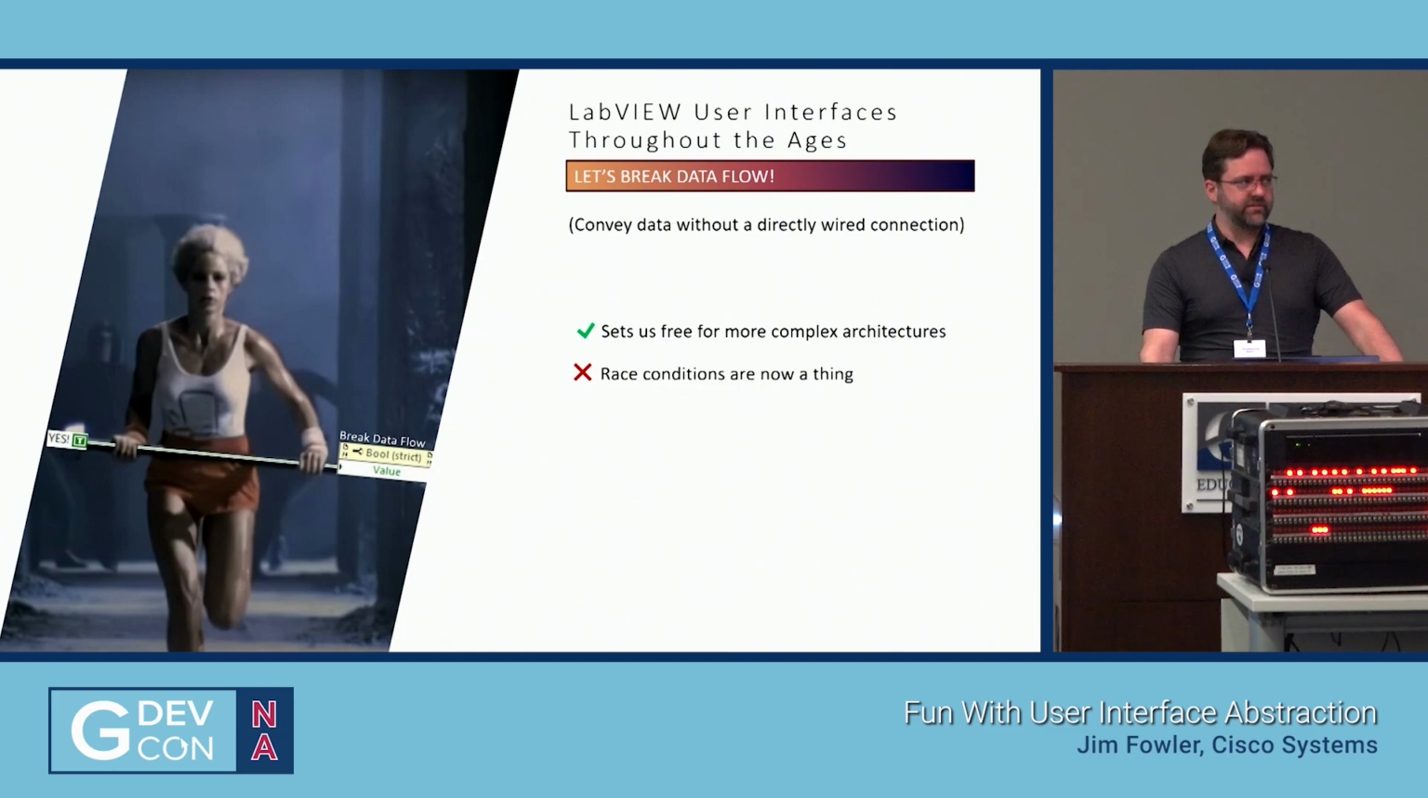So let's break data flow. It's high time. The way that I understand data flow is you have to follow one wire to exactly where it needs to go, and the data does not. I'm not explaining this well. Well, here's what it's not. You can convey data without a directly wired connection. Local variables let us do that, for instance. It sets us free to make some more complex architectures, and race conditions are now a thing.